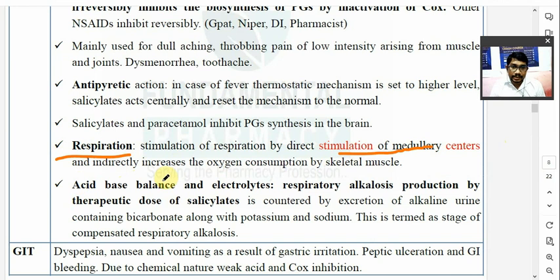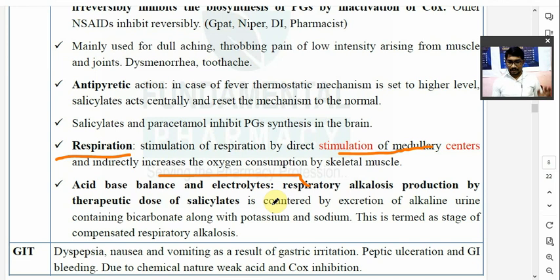Second, they increase the oxygen consumption by muscle. Your muscle will increase the oxygen consumption. So what will happen? There is more production of carbon dioxide. More oxygen will be utilized in your muscle, meaning metabolic activity in the muscle increases. So if there is increased oxygen consumption, there is increased production of carbon dioxide.